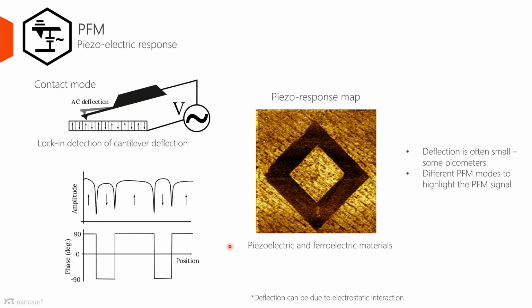As I already mentioned, the PFM signals are small. Also, they can be easily confused with electrostatic signals, which would come from the cantilever movement under the electrostatic force, which is coming from the applied AC voltage. So apart from using the lock-in, there are various ways to boost your PFM signal, and there are different techniques to actually do the PFM measurement. Let's look at these techniques a bit more in detail.